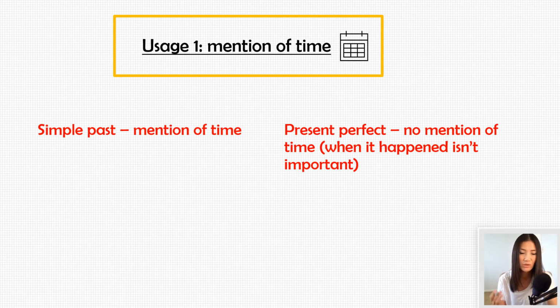One factor you need to consider when you're choosing between these two verb tenses is if you are mentioning a time. So if you are mentioning time, you're going to use the simple past tense, but if there's no mention of time, or when the time isn't important, you will use present perfect.